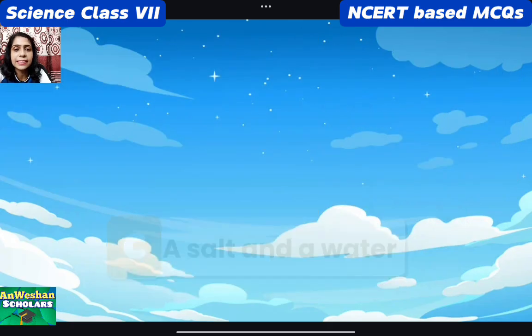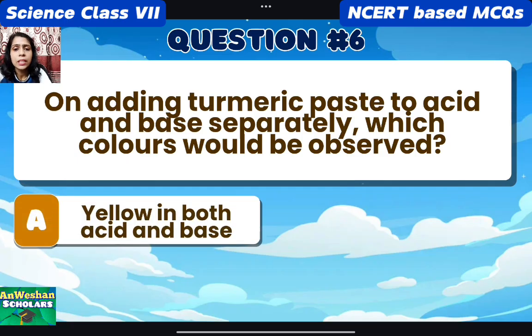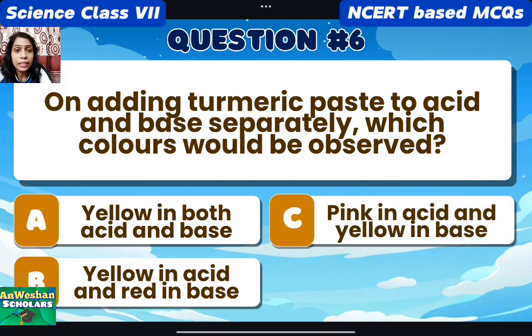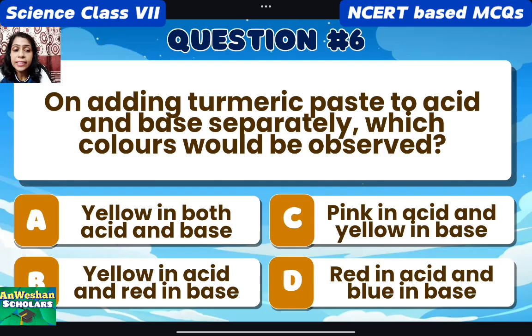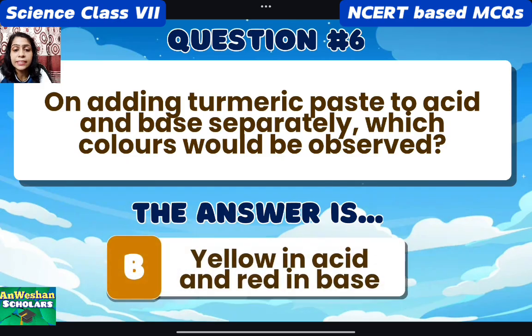Now question number 6. On adding turmeric paste to acid and base separately, which colors would be observed? Yellow in both acid and base, yellow in acid and red in base, pink in acid and yellow in base, or red in acid and blue in base. Think about it. Yes, that is correct. Option B is definitely correct. We have just discussed turmeric is a good base indicator. So it will remain yellow in acid, but it will turn red in base, right?